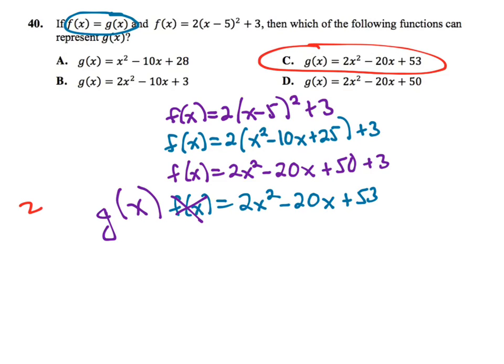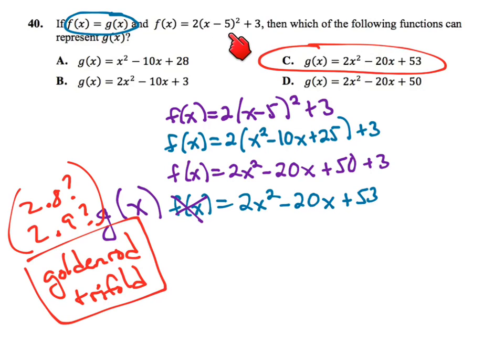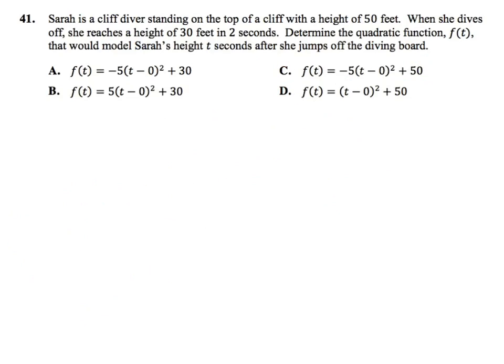My answer is C. You might want to practice Z8 or Z9 for this. All right. You could also look at your goldenrod trifold, the one where you're converting and you're comparing the different forms, where you're comparing HK form or vertex form, you're comparing standard form, and you're also comparing intercept form. All right, 41.